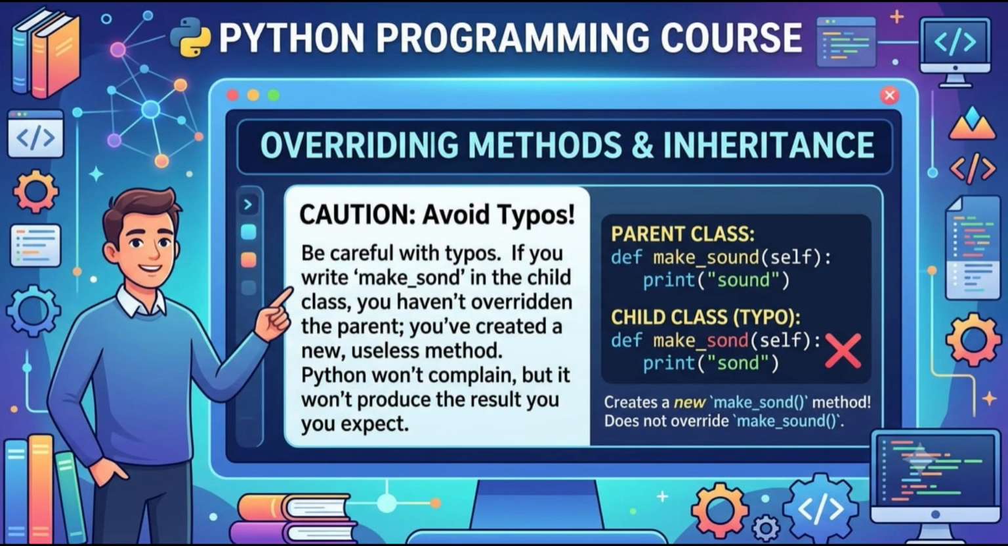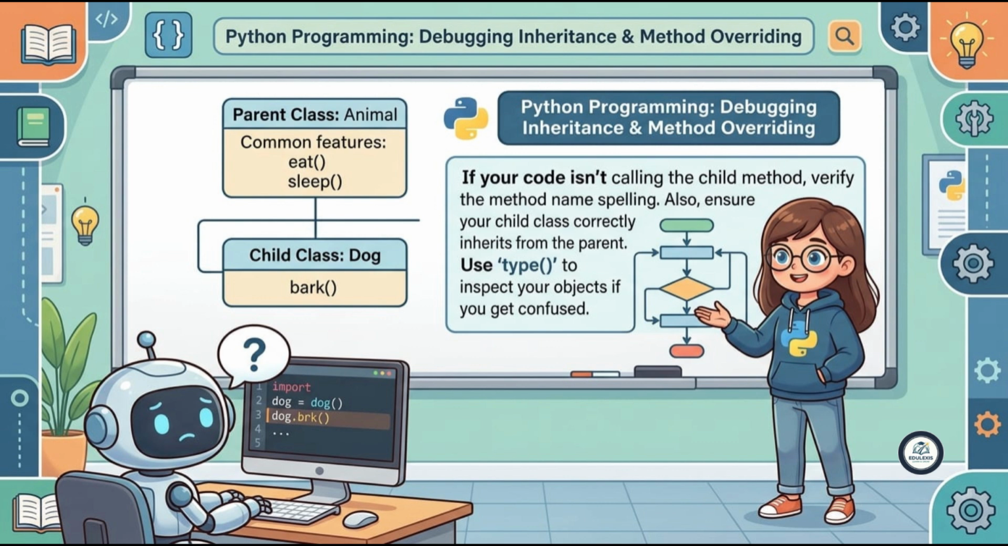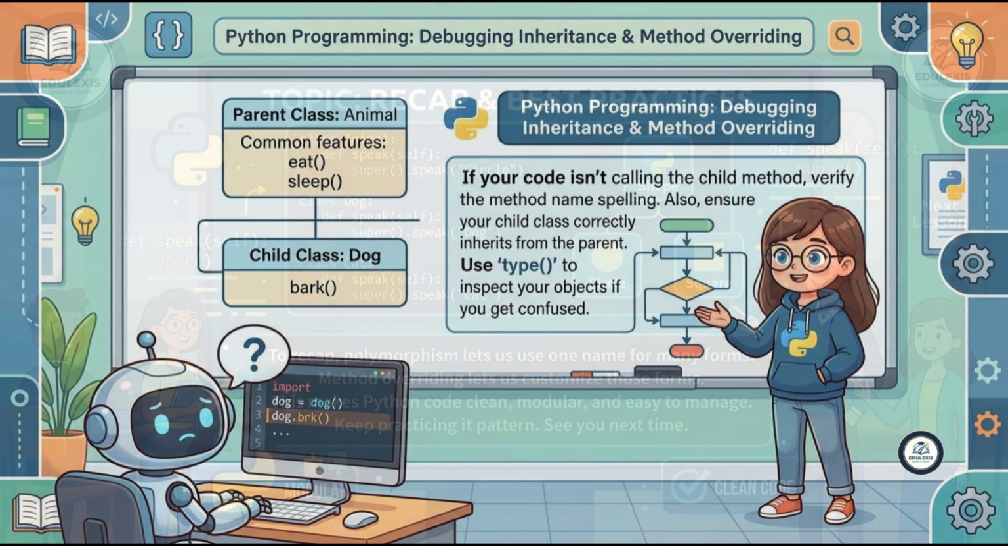Be careful with typos. If you misspell make_sound in the child class, you haven't overridden the parent, you've created a new, useless method. Python won't complain, but it won't produce the result you expect. If your code isn't calling the child method, verify the method name spelling. Also, ensure your child class correctly inherits from the parent. Use type to inspect your objects if you get confused.